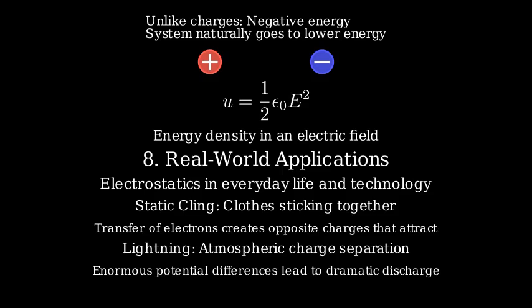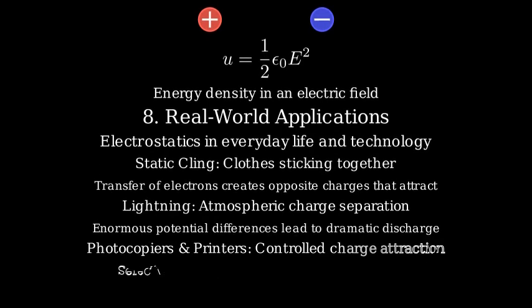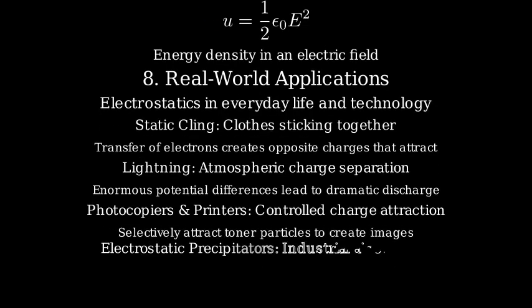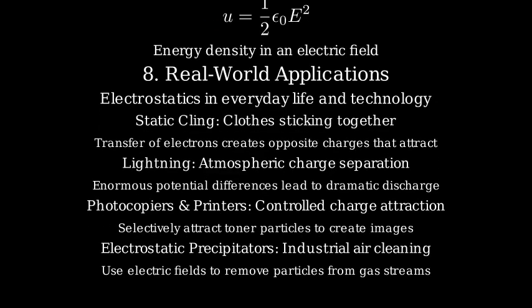Charge separation in clouds creates enormous potential differences, eventually resulting in a dramatic discharge. Technologies like photocopiers and laser printers rely on electrostatic principles to selectively attract toner particles to create images. Electrostatic precipitators in industrial settings use electric fields to remove particles from gas streams, helping reduce air pollution.